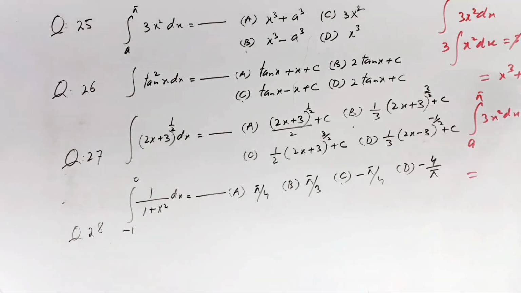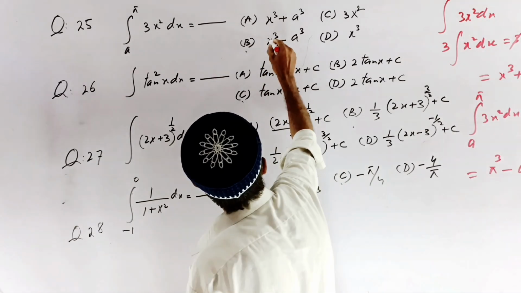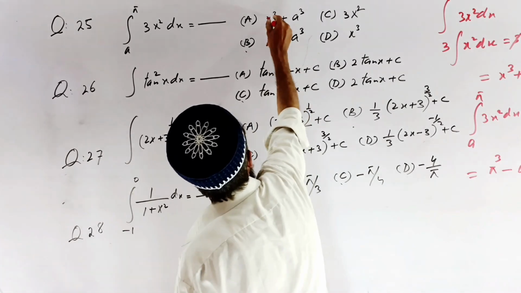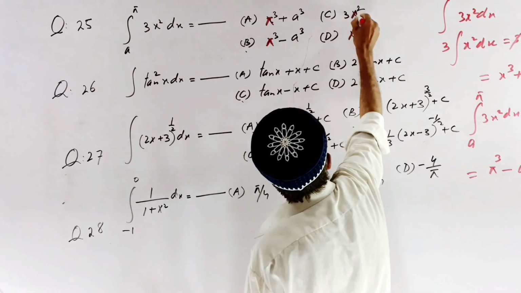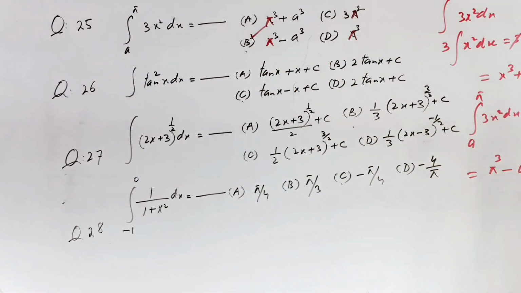So we get here, first of all, the upper limit we put here, pi power 3, and minus the lower limit power 3. So the correct answer, we check here: pi is used, in place of x we replace pi. So the result is B is the correct option.